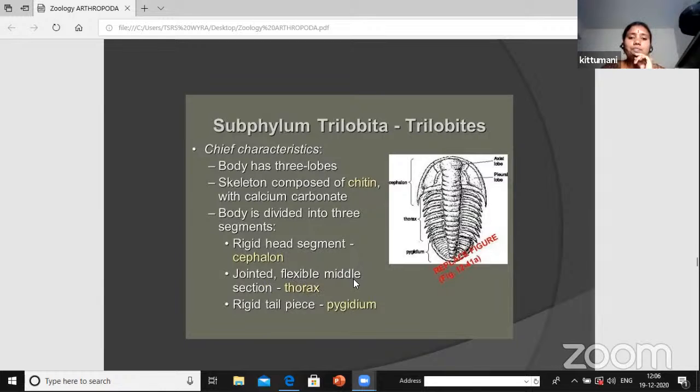Next, the jointed flexible middle section is the thorax. The middle one is the thorax and the head one, the anterior one, is the cephalon. The tail piece is called the pygidium. All of you say again: cephalon, thorax and pygidium. These are the three parts observed in the subphylum Trilobita, the trilobites. They are extinct animals, an extinct class. These are the general characteristics of the subphylum and class Trilobita.